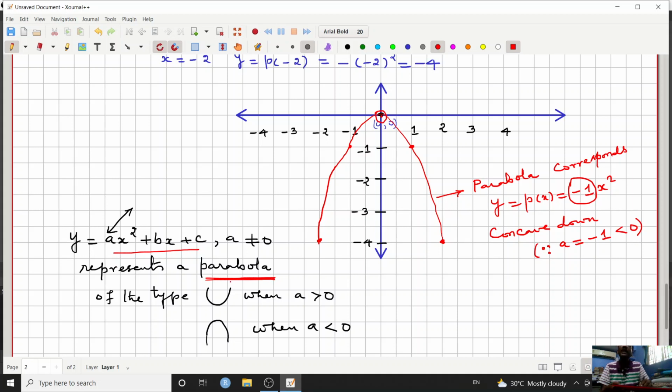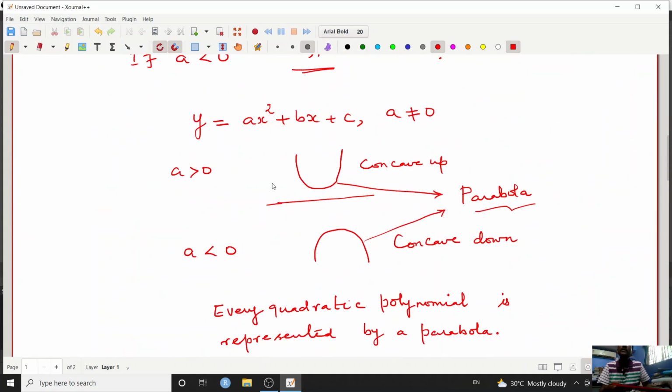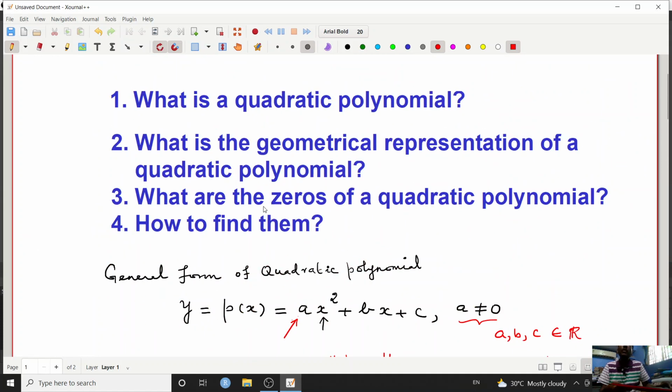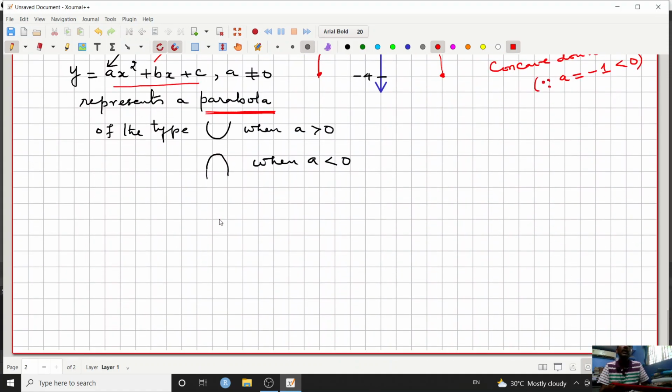So this is the diagrammatic representation. The general quadratic equation in x always stands for a parabola. Okay, this is the answer for the second question. Now we will answer the third question, namely what are the zeros of a quadratic polynomial and how to find them.